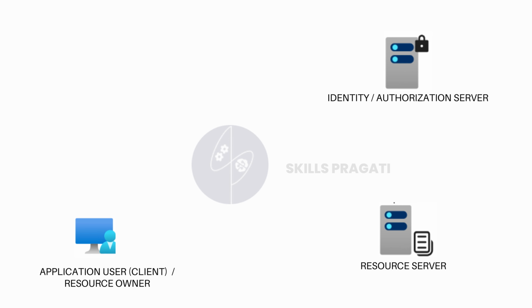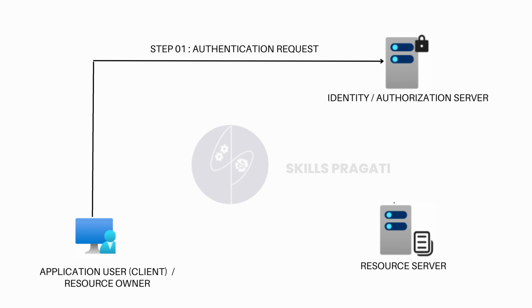In step 1, the user, known as the resource owner, initiates the authentication request by contacting the identity provider or authorization server from their client application. This step marks the beginning of the user's attempt to prove their identity and gain access to specific resources.